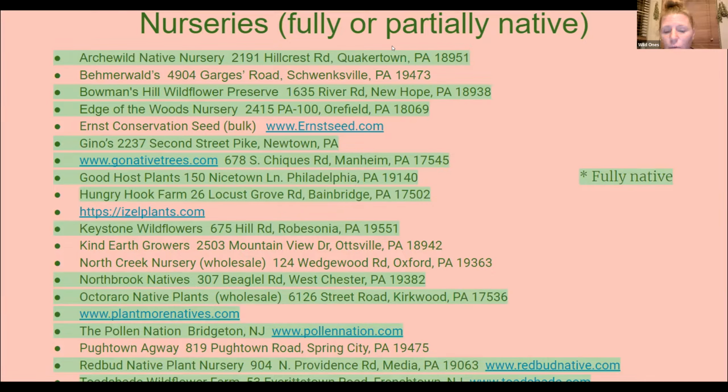Mark, yes, I do see Bemerwalds is on our list there. And in fact, Bemerwalds was one of the first places that I was able to, when I first started on this native plant journey, it was the first place that I could find mountain mint. And I was like a little kid on Christmas, so excited to load up my cart with mountain mint. But fascinating. It's so funny that you mentioned that. It led me to this.